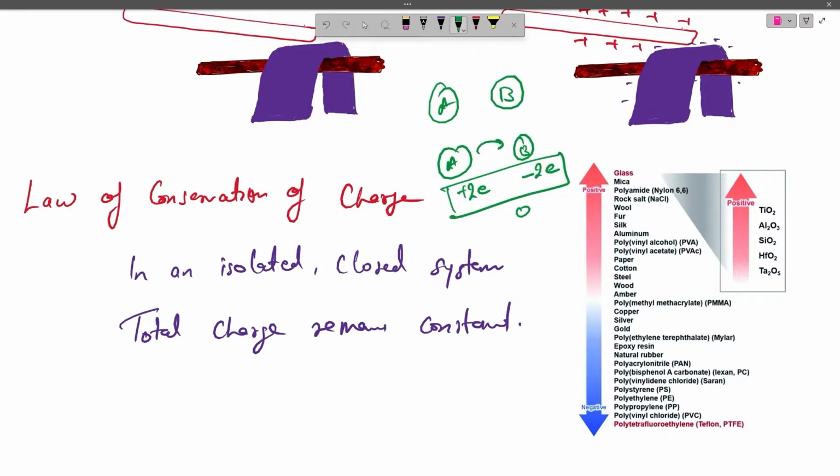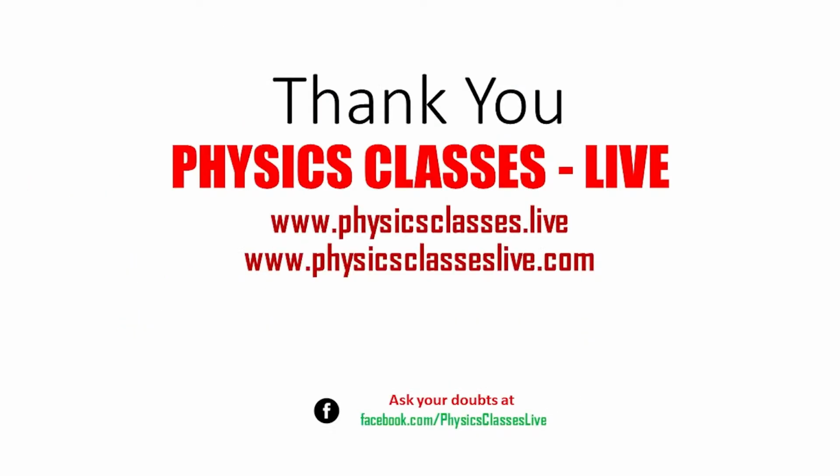Now since these two bodies are isolated and the system is closed in the sense that there is no foreign electrons that is coming to the system of glass and silk.